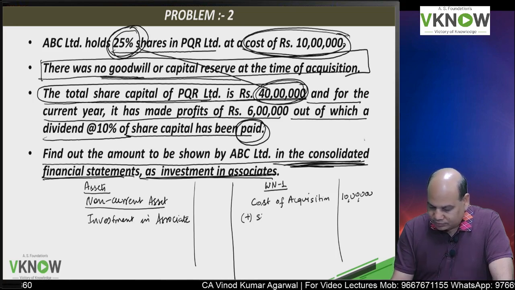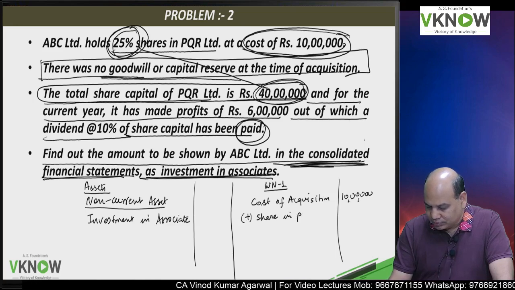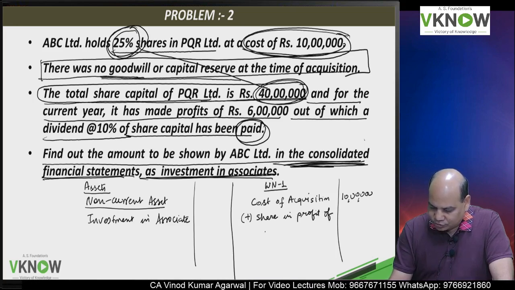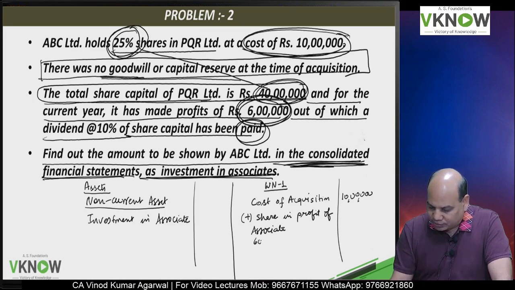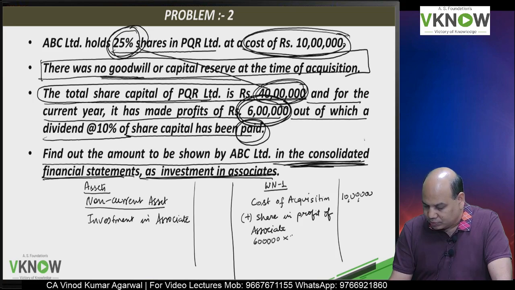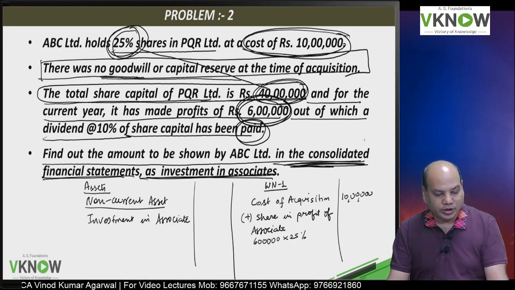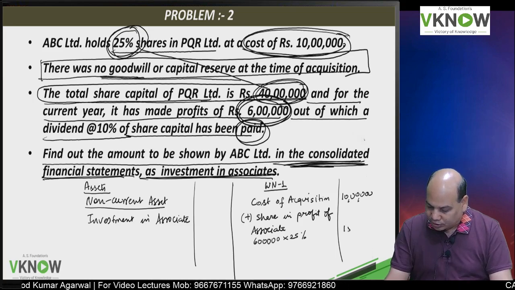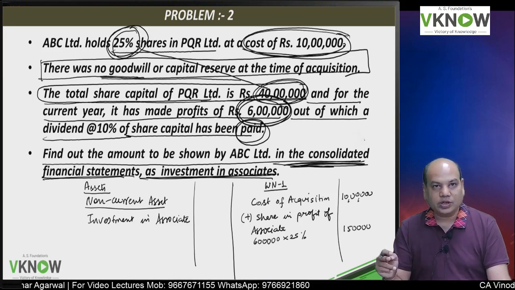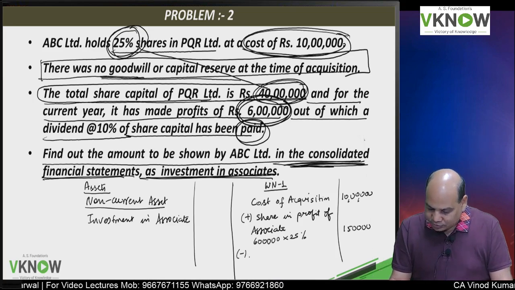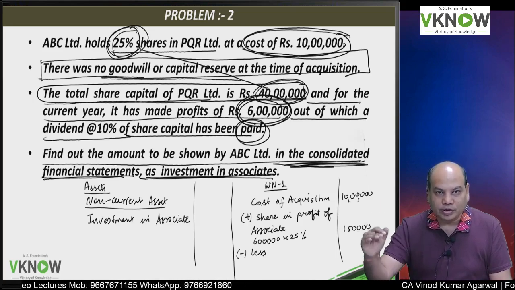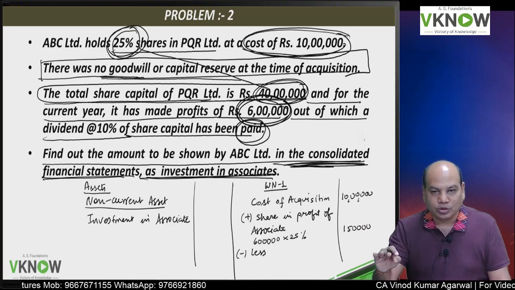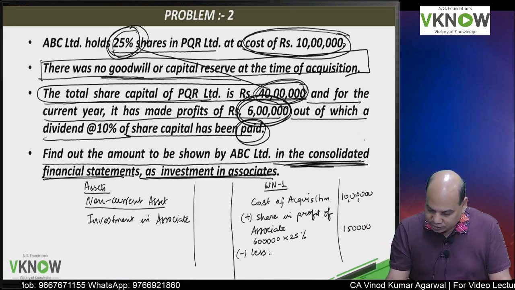Then you will add share in profit of associate. The problem says over here 6 lakh rupees profit was made. So your share in profit is 6 lakh into 25%. That is 1,50,000. When the associate makes profit, the net asset increases. But when the associate pays dividend, the net asset of associate decreases. So we are going to reduce the carrying amount of investment.